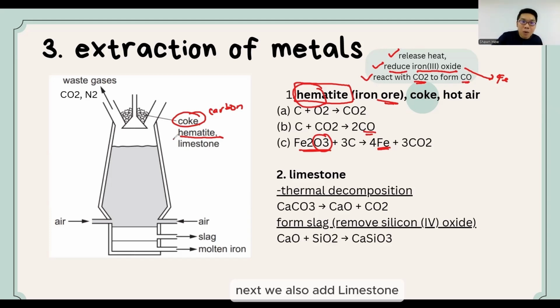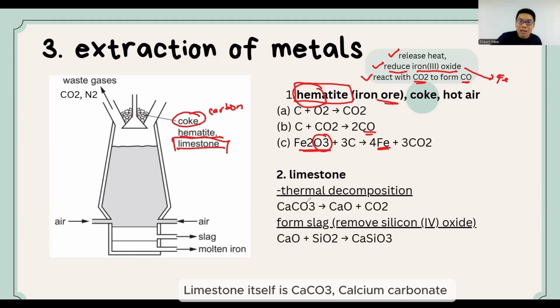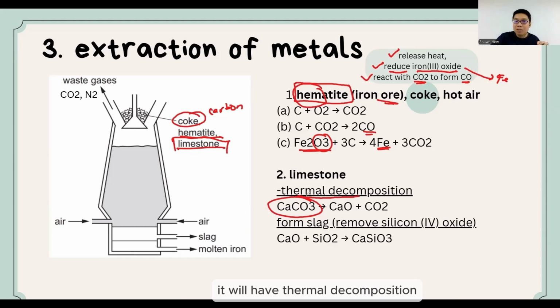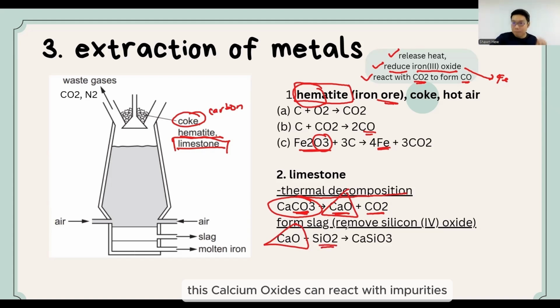Next, we also add limestone. Limestone itself is CaCO3, calcium carbonate. When it's at high temperatures, it will undergo thermal decomposition. It will break down to CaO, and the balance, CO2, will be released as carbon dioxide. After we form calcium oxide, the calcium oxide can react with impurities, which is silicon oxide.